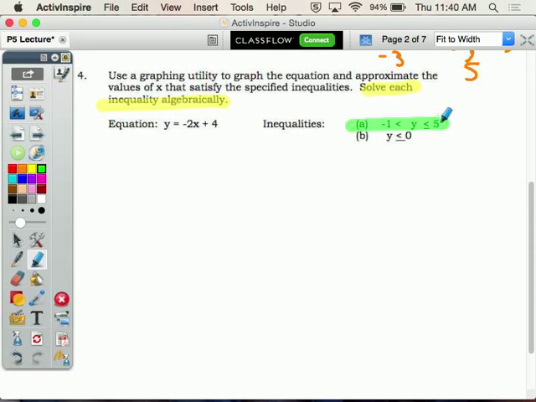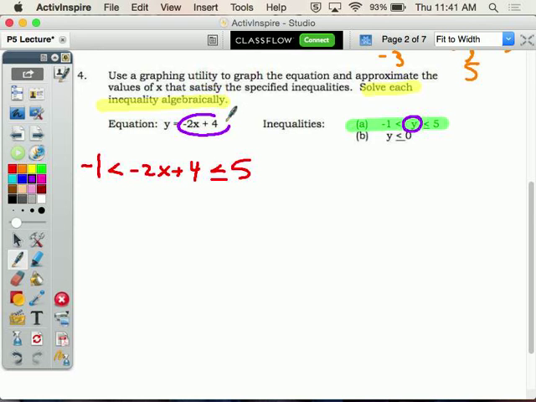So if I do letter A first, what this is trying to tell us to do is to say -1 is less than -2x + 4, which is less than or equal to 5. And all they're telling you here, which seems kind of a difficult way to do it, is to take this y stuff right here and substitute what they told you y was. You're just going to shove that in wherever you see the y. So that's this stuff right here.